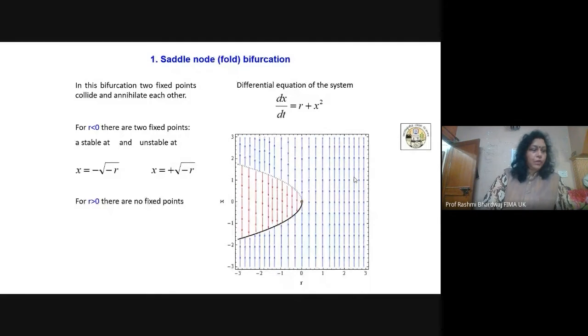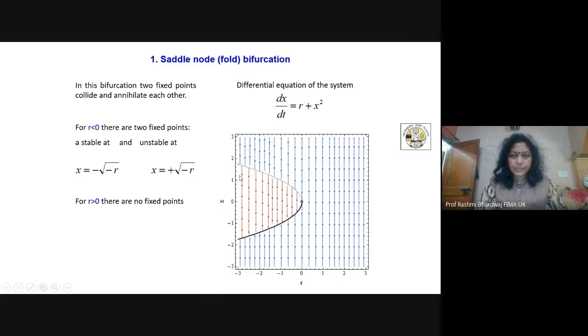Now, first is the fold bifurcation. In this bifurcation, you have 2 fixed points which collide and annihilate each other. Suppose you have a differential equation, dx/dt = r + x². Now, if you solve it, what are you getting? If r is less than 0, then x is plus or minus root of minus r. So x equals minus the square root of minus r and plus the square root of minus r. This means you have stability at one point and instability at the other.